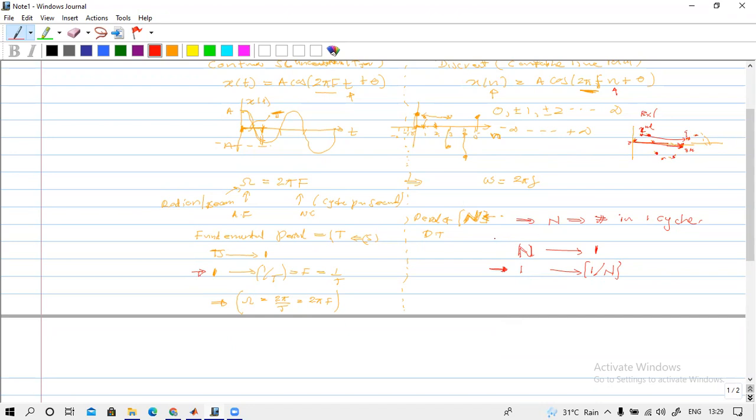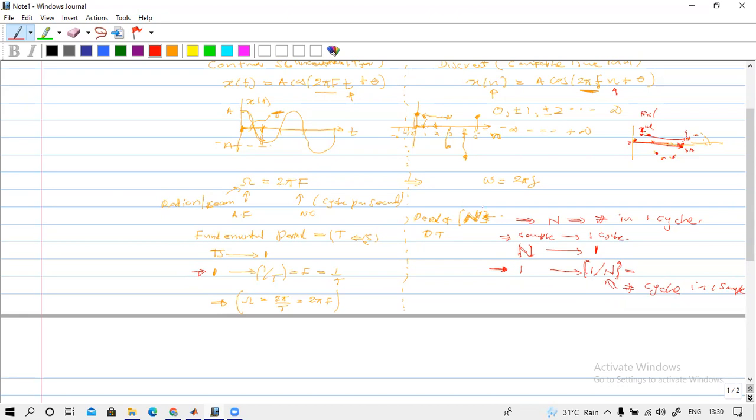Here this is the number of samples in one cycle. Here 1 by n is the number of cycles. This value is the number of cycles in one sample. Correct?